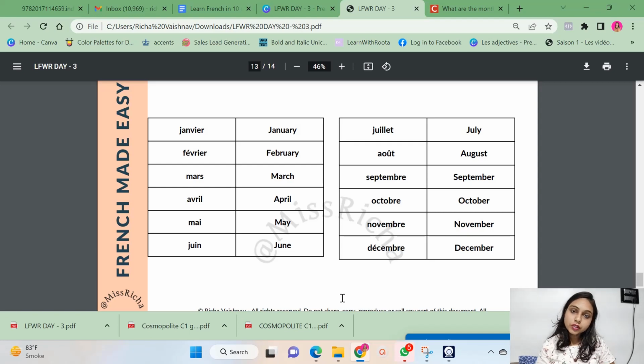August is août, août. Septembre, octobre. I'm just emphasizing this so that you know that there is an RE sound also, but it is pronounced as octobre, novembre, décembre.